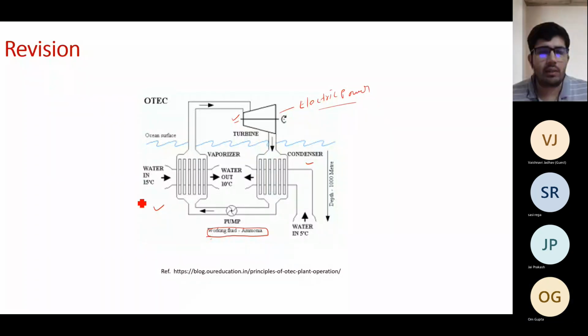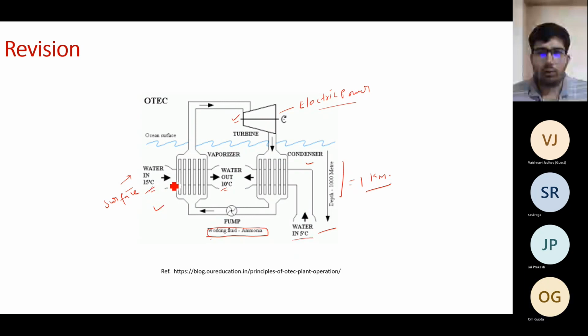So you can see suppose surface water is around 15 degrees centigrade. Here the surface water is coming in at 15 degree and is coming out at 10 degree, and we are supplying the cold water that is from below 1 kilometer in the condenser. So this water is at the surface, and this water is at the depth of 1000 meter, or you can say depth of 1 kilometer. Okay, so this water is from a depth of 1 kilometer, cold water at 5 degree, surface water 15 degree.